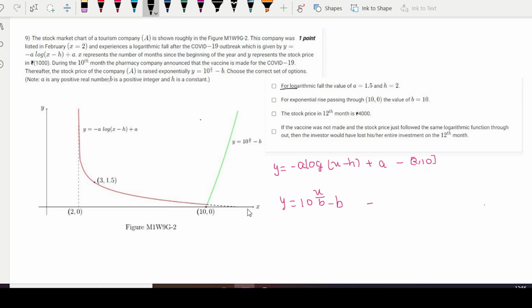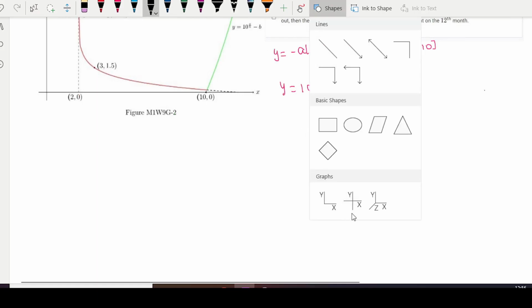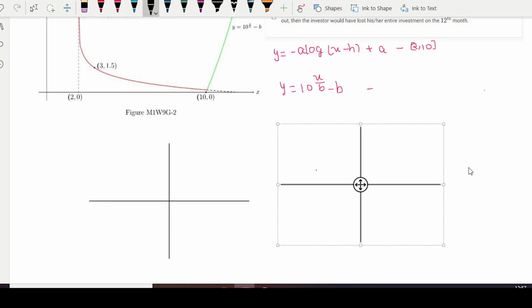So before doing this question, we have to understand some basic concepts about the logarithmic function. So first we have to understand how a logarithmic function looks if we modify it. Let me draw some curves. So these are two curves, and we are going to understand how the logarithmic function works.